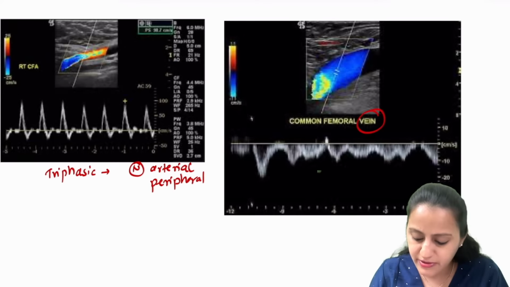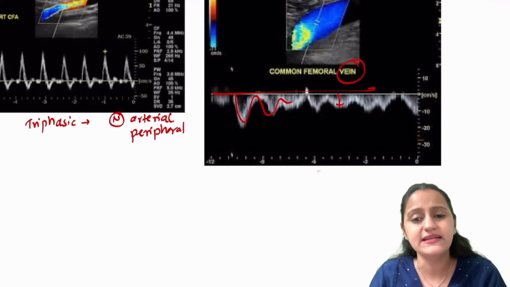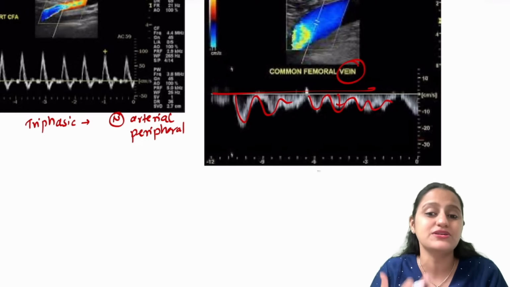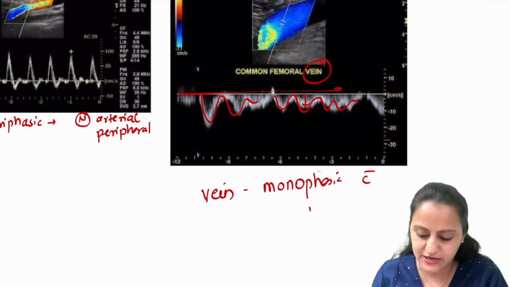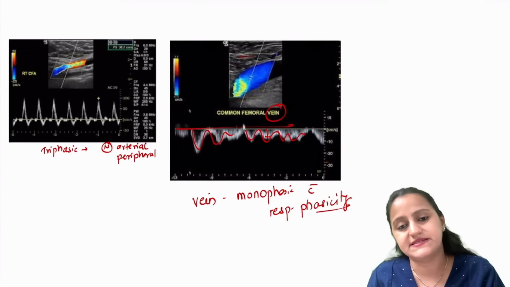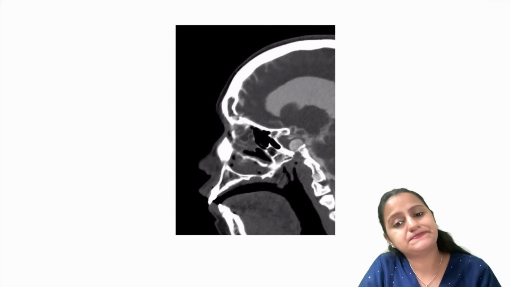Look at this common femoral vein waveform. It's only on one side of the baseline. Plus it shows changes based on the respiration, it changes with respiration. So the veins show monophasic flow with respiratory phasicity. Okay. They show monophasic flow with respiratory phasicity. Right? Tell me, what investigation is this?